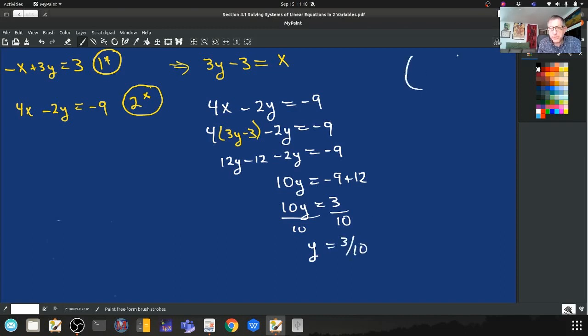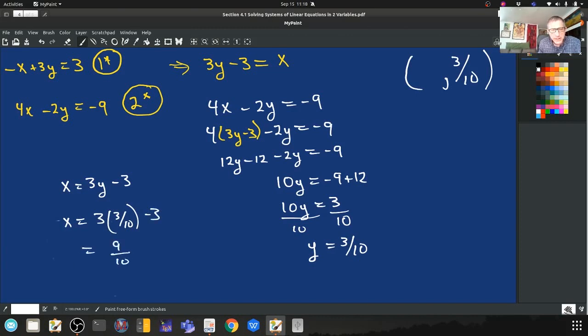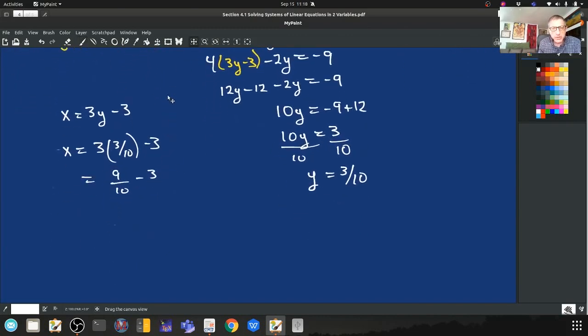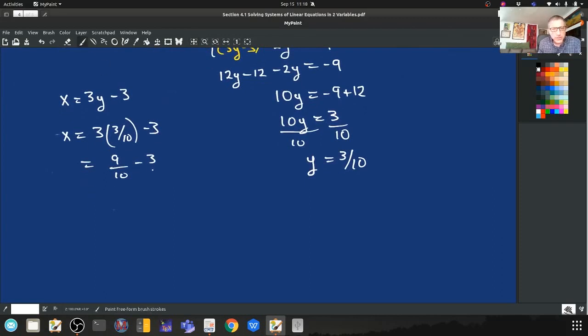So in my ordered pair solution, I have y is equal to 3/10, but I have to find what's the x value. So I'm going to go back up here to where I solved for x. I have x is equal to 3y minus 3, and I'm going to plug in the value of y I just discovered. So that's 3 times 3/10 minus 3, and that's equal to 9/10 minus 3.